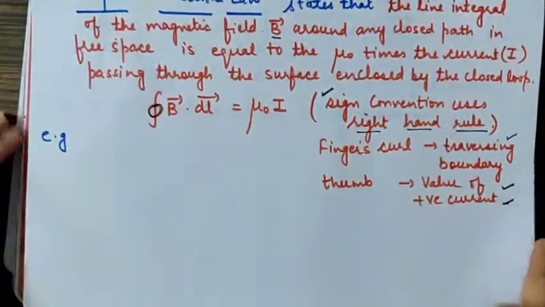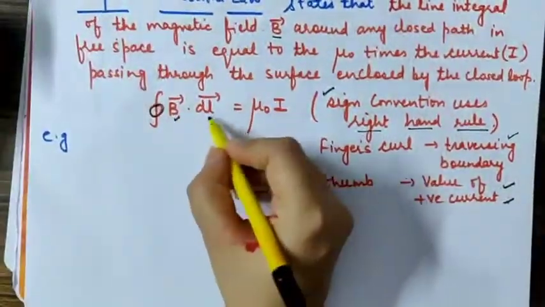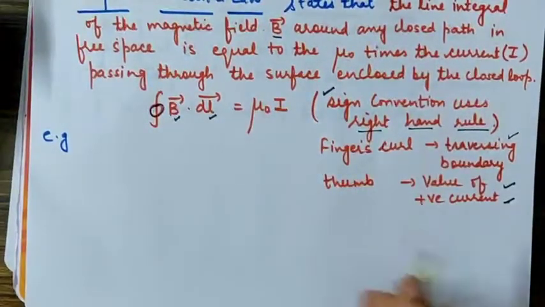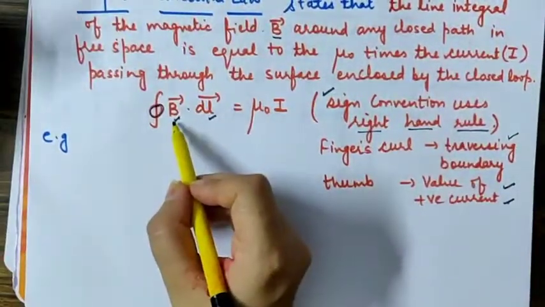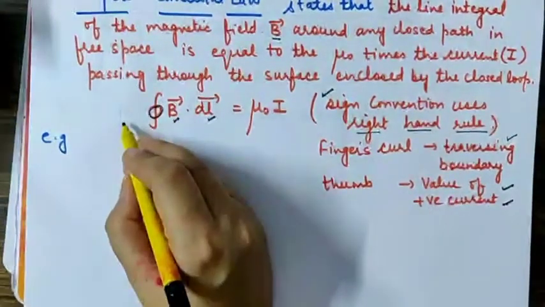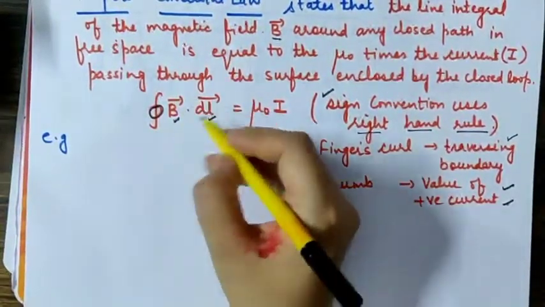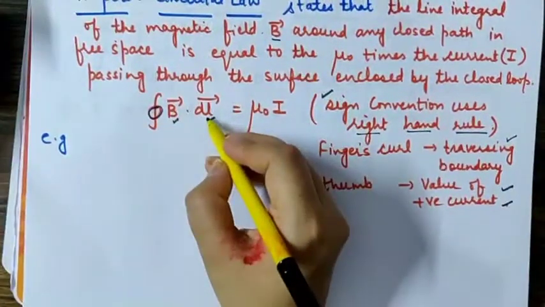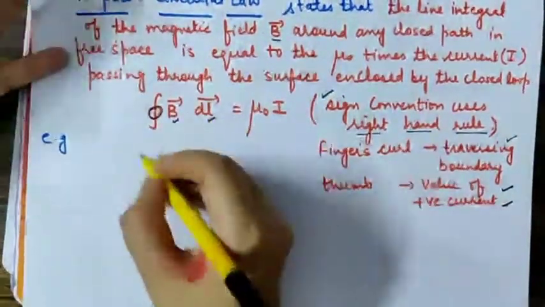So what does this law actually explain? B dot dl, what do we mean by B dot dl? You can see if on any kind of loop, if B is constant, it can be taken outside the integration. Then integration of dl will be taken, dl meaning the closed path.